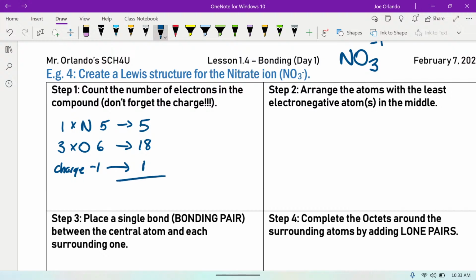Altogether, how many electrons do we have to work with here? 5 plus 18 is? Plus 1 is? 24. That's right. Very good. So this structure is going to have 24 valence electrons. That make sense?